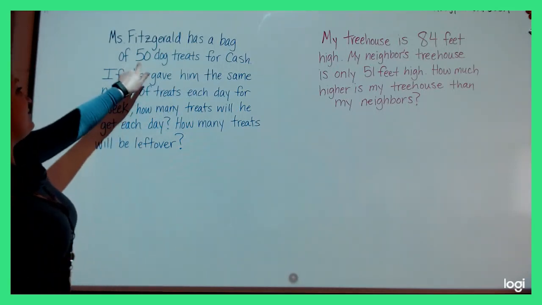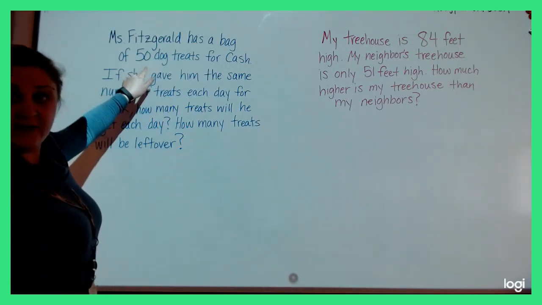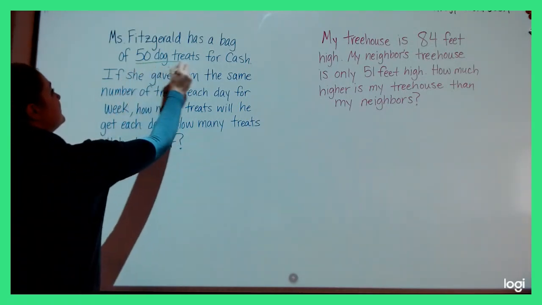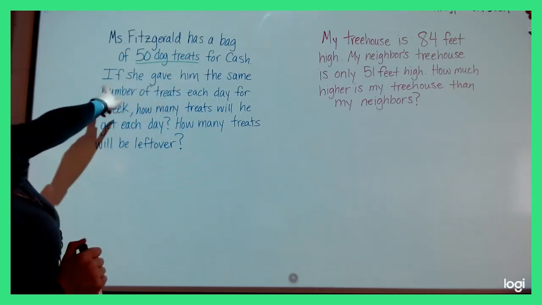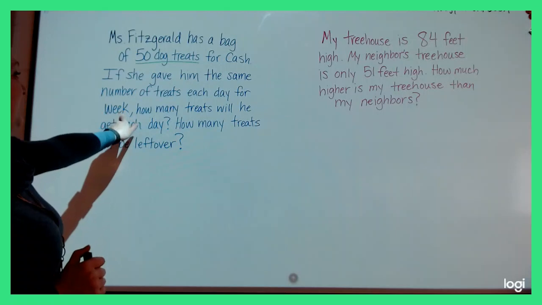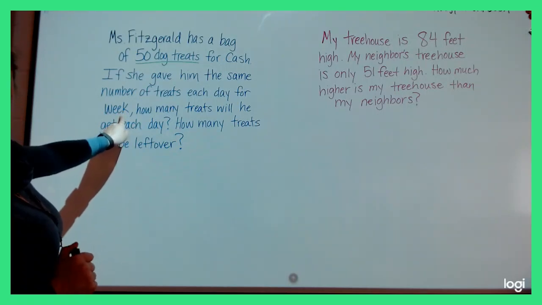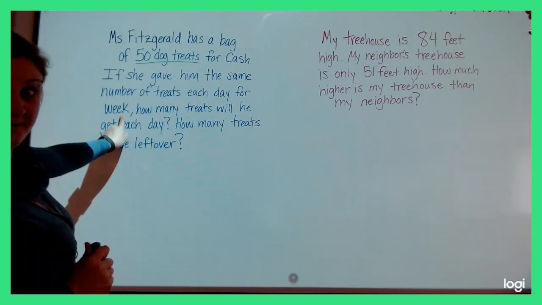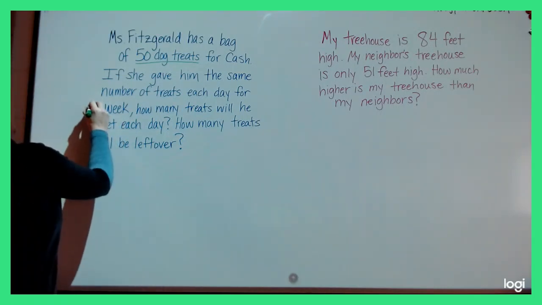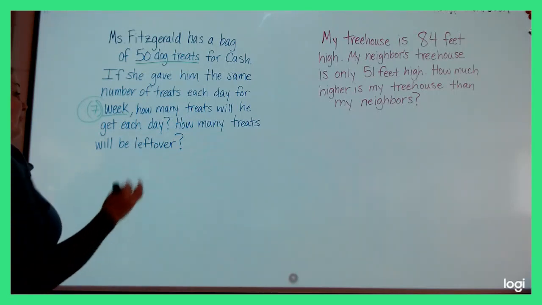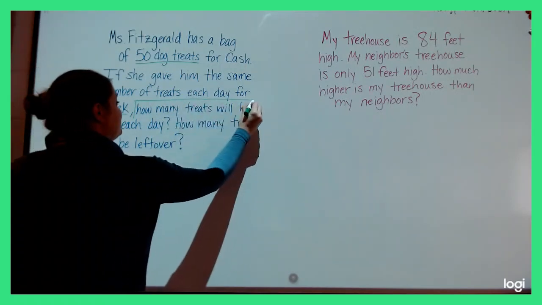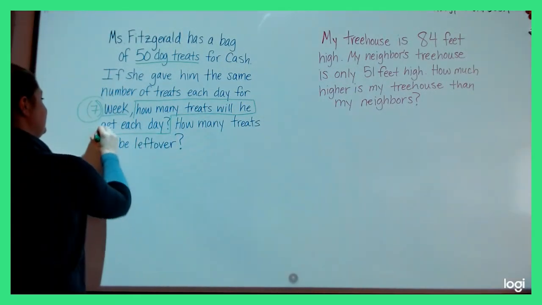So I know you'd tell me that we need to underline our important numbers, okay? There are 50 dog treats total. That's important to know, okay? Let's see. She gave him the same number of treats each day for a week. How many days are in a week? Is that essentially like a number? It's kind of like a 7, right? I'm going to put a 7 here, okay? So we know that he got the same amount of treats each day for a week, which would be 7 days.